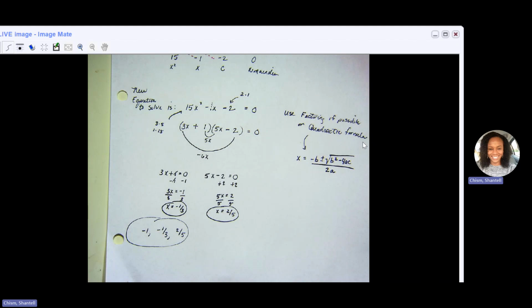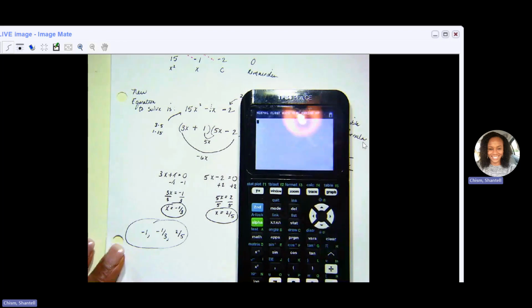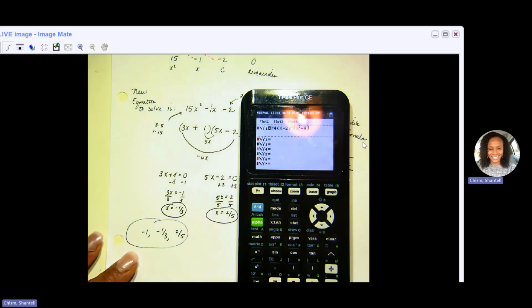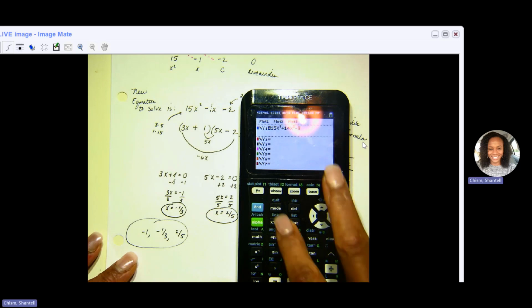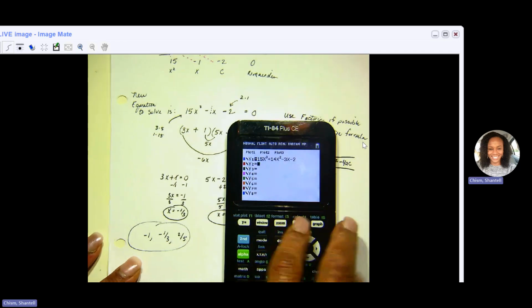Don't hesitate to also use your calculator, okay? That's not cheating. We have technology for a reason. Utilize it. So let me also show you how you could have put that equation in your calculator and possibly found, keep in mind these are fractions, so it may not have been as clear, but you could have at least determined that they're all real. So if you put the equation in y equals, which is 15x cubed plus 14x squared minus 3x minus 2. Let me get out the glare. And then you hit graph.